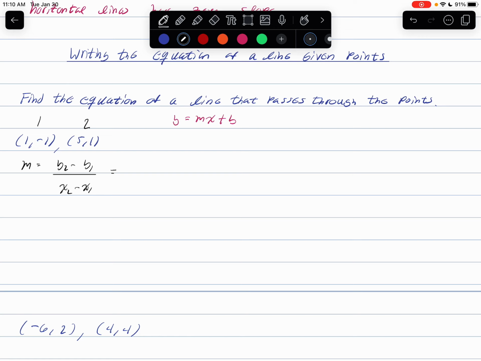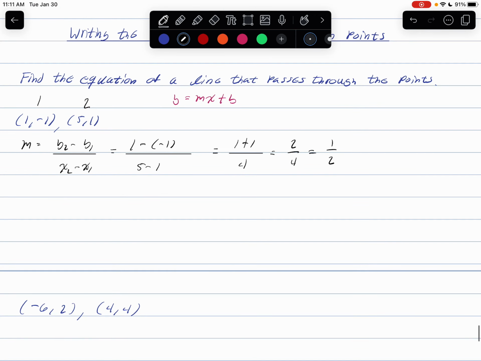So here we have y2 minus y1 is going to be 1 minus -1 over 5 minus 1. So 1 minus -1, this is the same thing as 1 plus 1, and then 5 minus 1 is 4. So we have 2 over 4, which is 1/2. Okay, so we know that the slope of our line is 1/2.